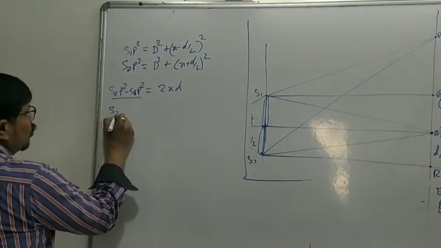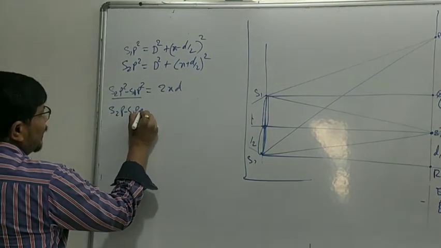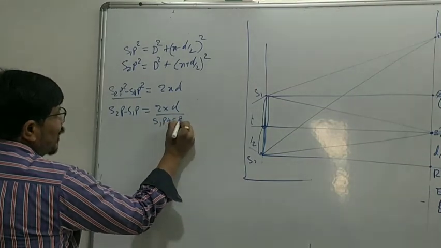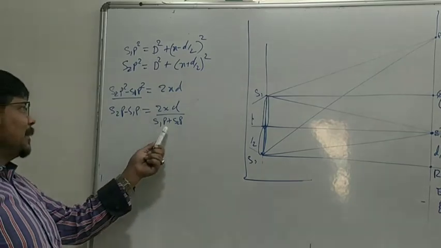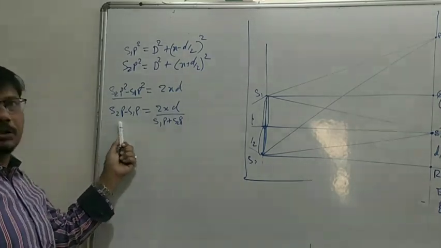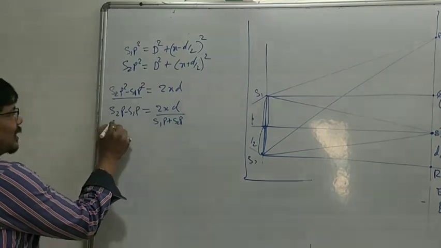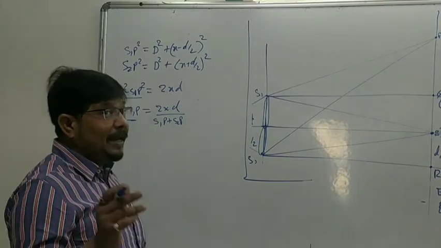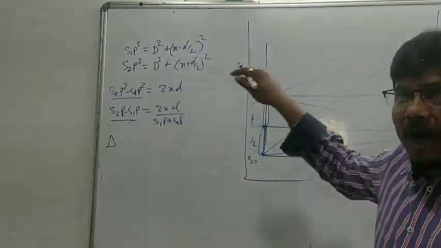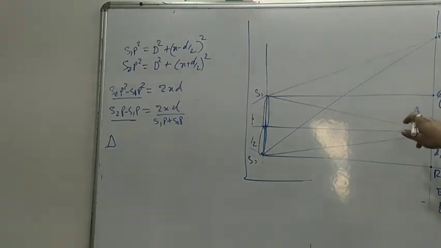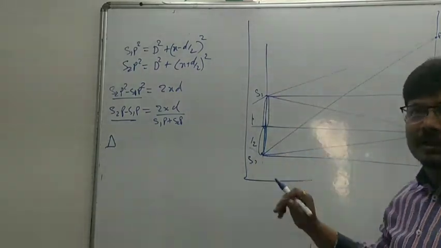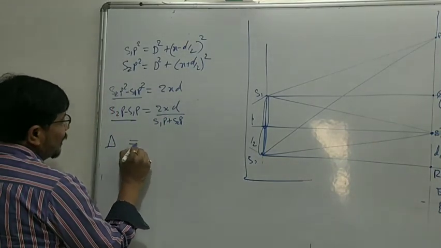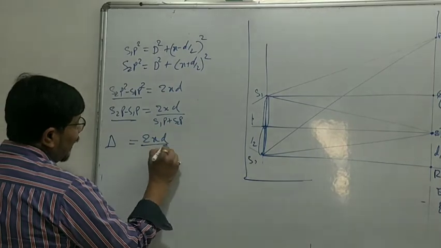So I will use S2P minus S1P is equal to 2xd upon S1P plus S2P. Whatever the positive sum, you keep on this side, and whatever the difference, you keep on this side. So this difference would be the path difference that we studied. Now I explain one thing. When point P coincides with O, then this distance would be equal to this distance, and that is equal to capital D. So you can put D plus D, you will get path difference is equal to 2xd by 2D.